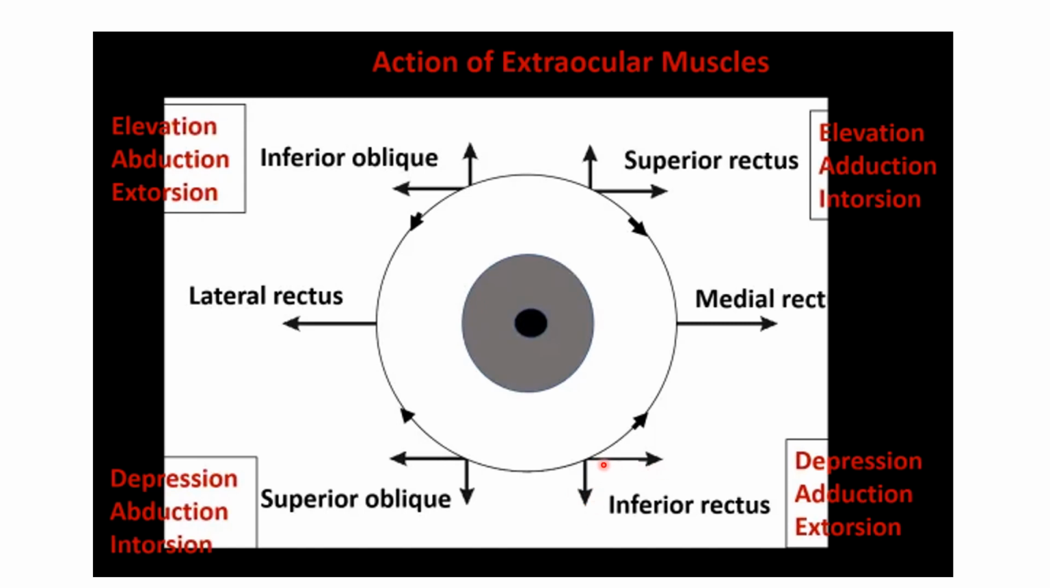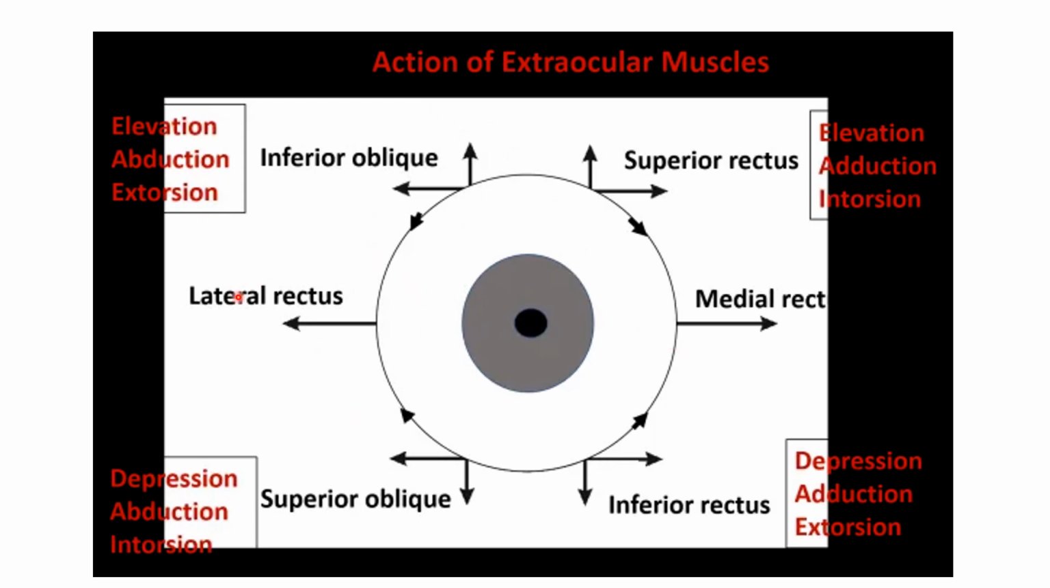Medially is adduction, and moving the eyeball laterally, we call it extorsion. If the eyeball is moved medially, it is intorsion. If it is laterally, we call it extorsion. Okay. Yes, we have completed the 3 recti muscles. Now coming to the lateral side. So the medial side is over. We are moving on to the lateral side.